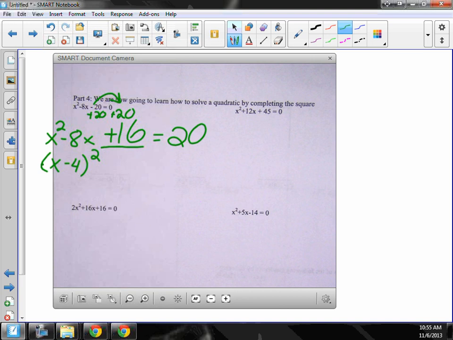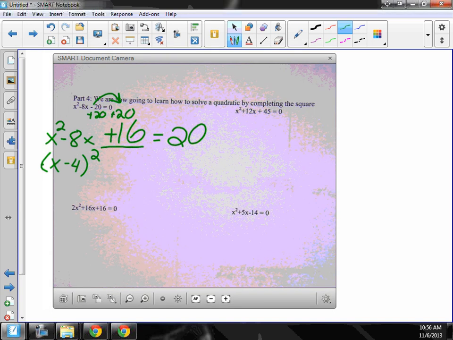So everybody has to understand this before I go on. And it's really not hard to do, but for some reason, a lot of kids make mistakes on the test. So first step, take the 20, put it on the other side. Next step, rewrite, leave a gap, figure out what your factor is, and using that factor, create the perfect square.